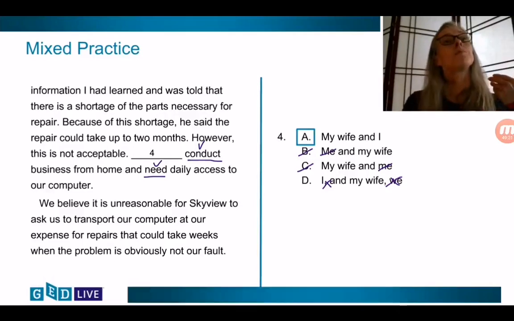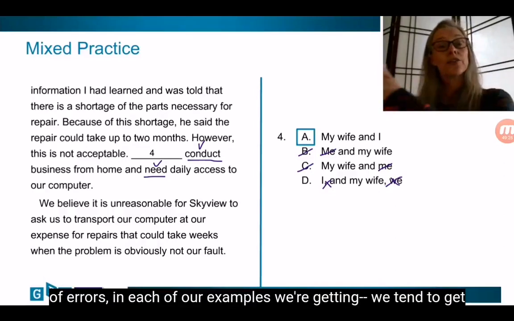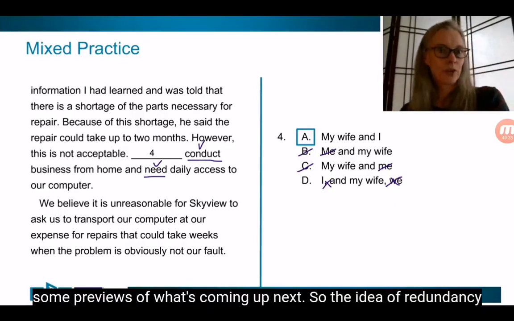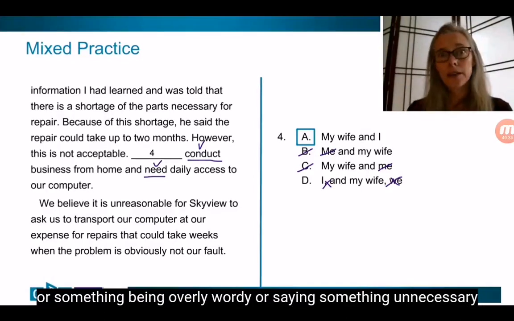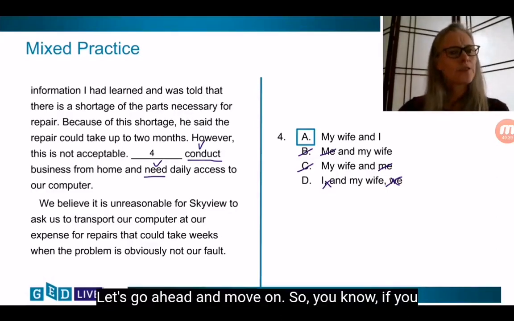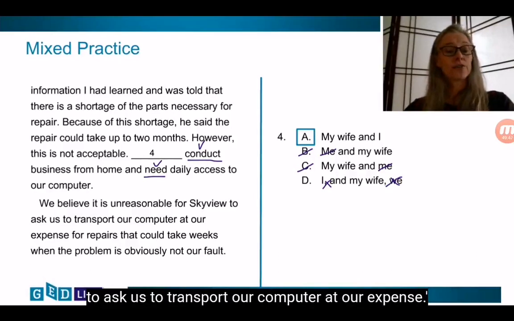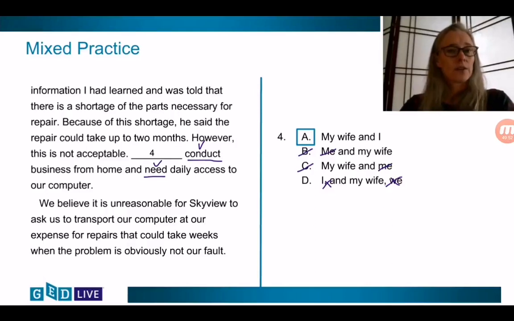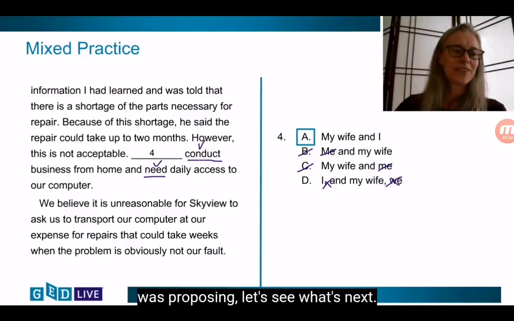And again, because the answer choices often introduce different types of errors, in each of our examples we tend to get some previews of what's coming up next. So the idea of redundancy, or something being overly wordy, or saying something unnecessary, is also something to watch for. Let's go ahead and move on. So, if you haven't already read, we believe it's unreasonable for Skyview to ask us to transport our computer at our expense. Okay. Customers don't like the solution that Skyview is proposing. Let's see what's next.